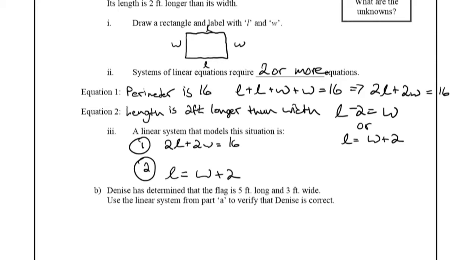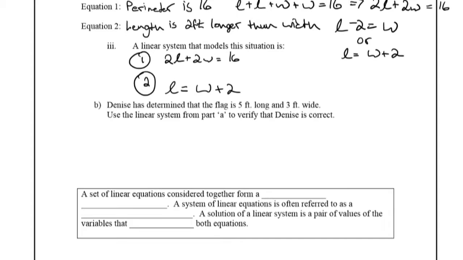All right, so sometimes it'll say create a system of equations. Basically, sometimes you'll just be interested in finding the system. And then sometimes the question will ask you to actually solve the system. So sometimes this will be a good answer, the answer that the question's looking for. But sometimes you don't actually have to solve the problem. In the second part of the question here, it says Denise has determined the flag is 5 feet long and 3 feet wide. We need to figure out if that is a possible solution, if it's correct.